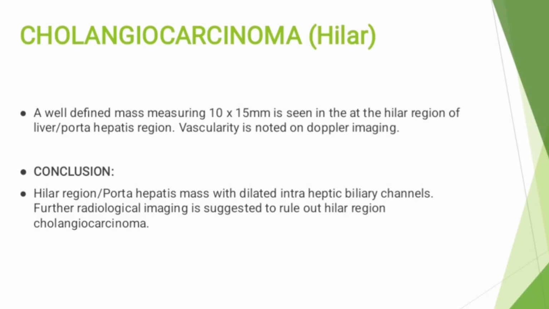So your report should have this information, that a well-defined mass measuring whatever the measurement is seen at the hilar region. The hilar region of the liver is called the porta hepatis. You can straight away mention the porta hepatis. Vascularity is noted on Doppler imaging. So the conclusion would be like this: hilar region or porta hepatic mass with dilated intrahepatic biliary channels. Further radiological imaging is suggested to rule out hilar region cholangiocarcinoma.